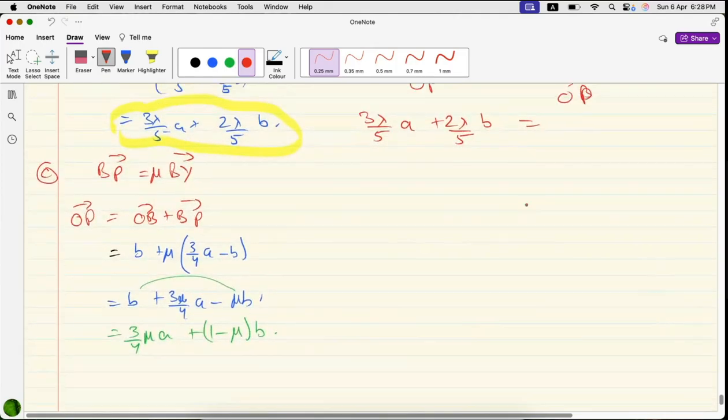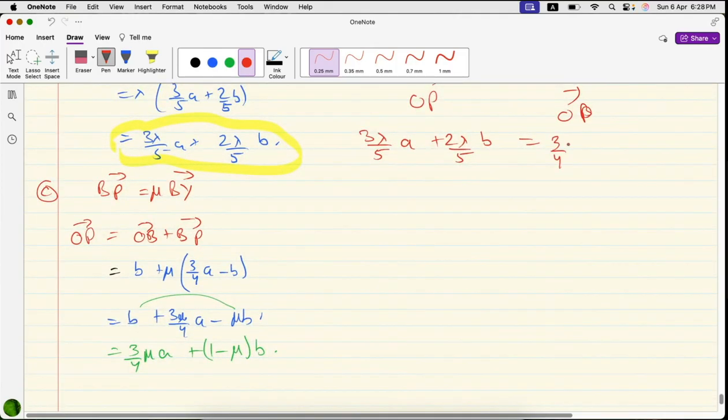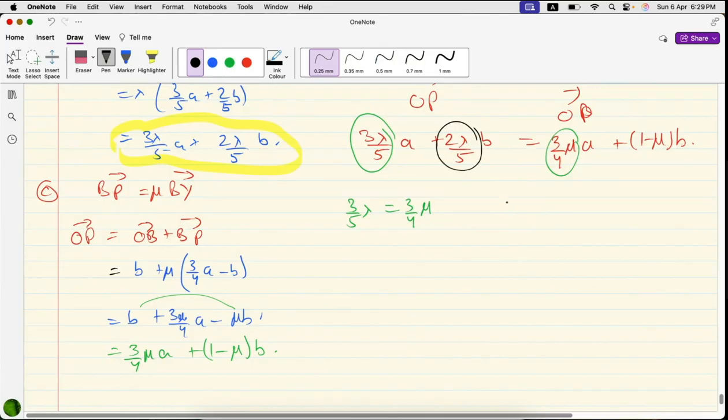On the other side, OP is 3 by 4 mu A plus 1 minus mu B. So on left hand side, coefficient of A is 3 by 5 lambda. On right hand side, coefficient of A is 3 by 4 mu. On left hand side, coefficient of vector B is 2 lambda by 5. On right hand side, coefficient of B is 1 minus mu. So we can solve these two equations to find lambda and mu.